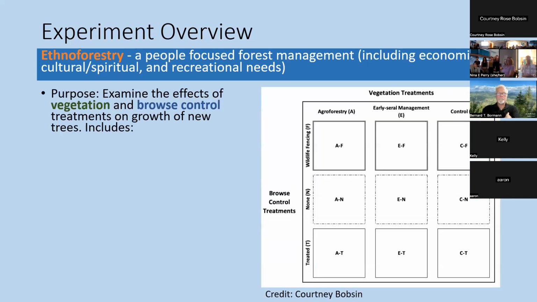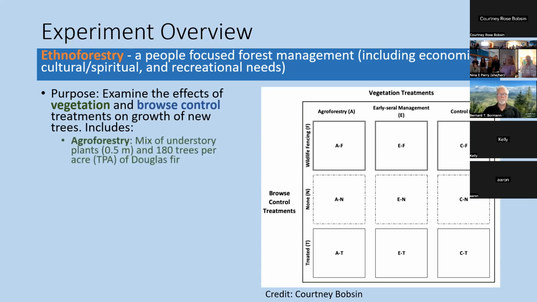This is implemented in the experiment through two different types of treatments. We have vegetation treatments and browse control treatments. Those treatments are applied to see how they affect the growth of new trees after logging has been done. Under vegetation treatments, we have agroforestry, which is a mix of understory plants and Douglas fir.